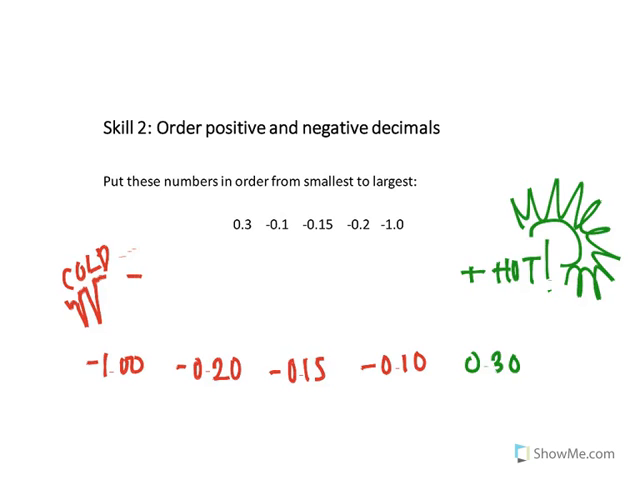So if you did this correctly, you should have negative 1.0, as in 1 whole degree cold, versus 20 hundredths of a degree cold, versus 15 hundredths of a degree cold, 10 hundredths of a degree cold. So it's getting warmer. So finally, the only positive number in this set, positive 0.30.